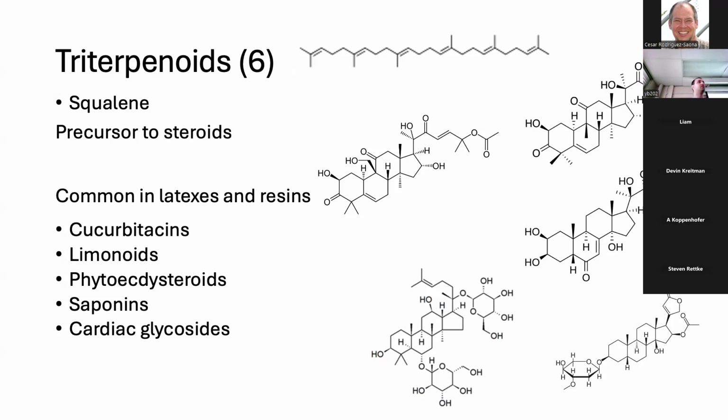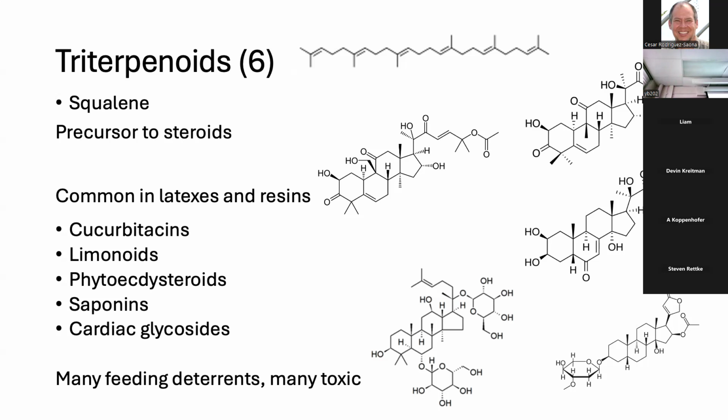So there are cucurbitacins and limonoids. Those are two defensive compounds that are very deterrent in feeding. They tend to be toxic. Phytoecdysteroids, we heard about ecdysteroids, right? Ecdysteroids, that's a steroid that comes from a triterpenoid, and it could mess with the molting and metamorphosis of an insect.